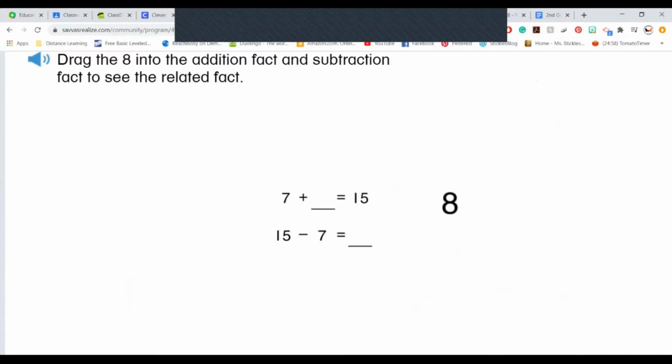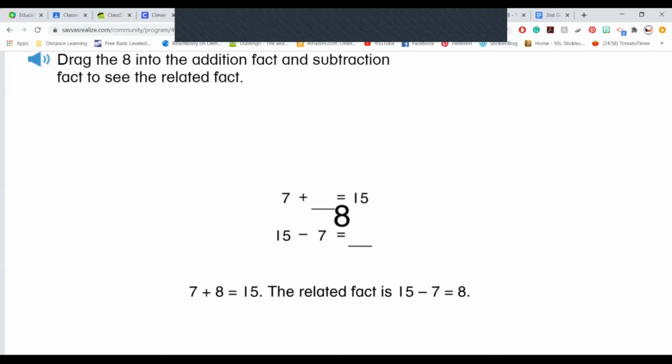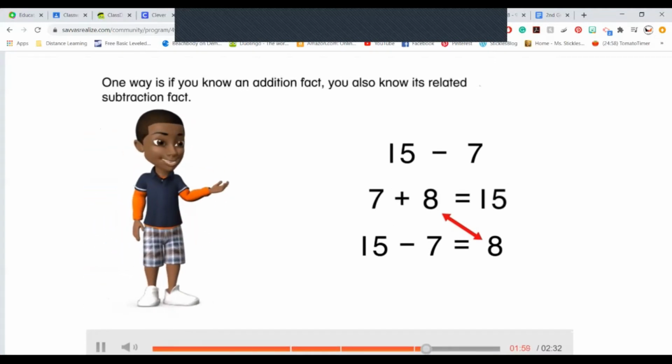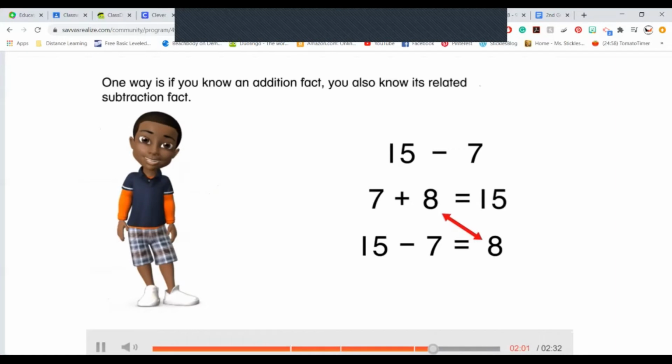So if I drag the 8 to this problem, 7 plus 8 equals 15. The related fact is 15 minus 7 equals 8. Okay, and now if I drag it down here, 15 minus 7 equals 8. The related fact is 7 plus 8 equals 15. One way is if you know an addition fact, you also know its related subtraction fact.